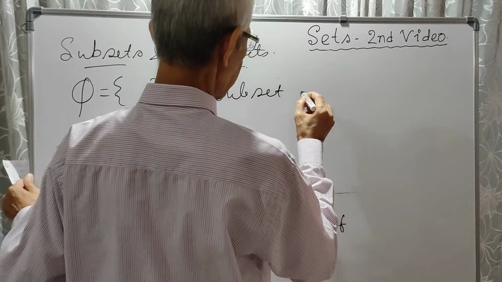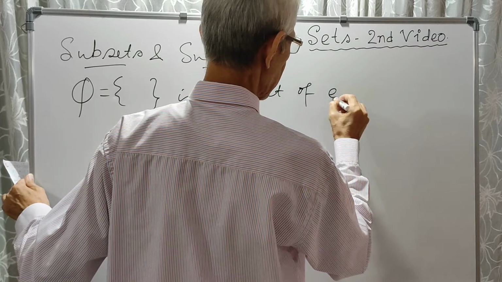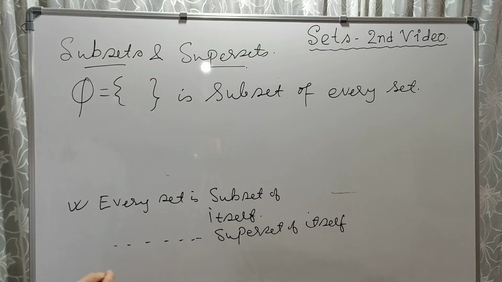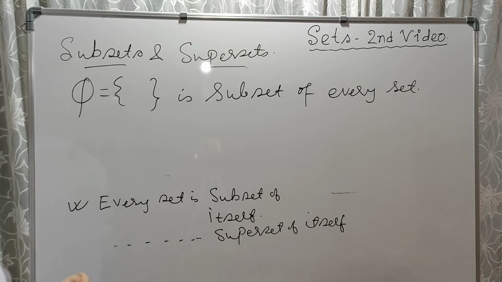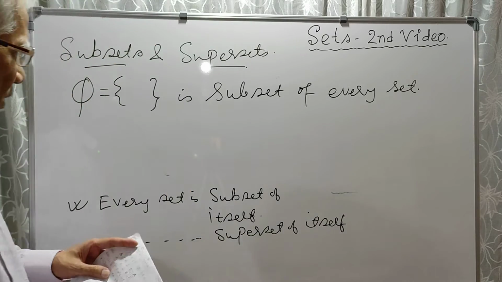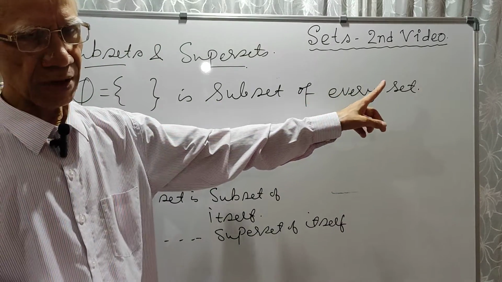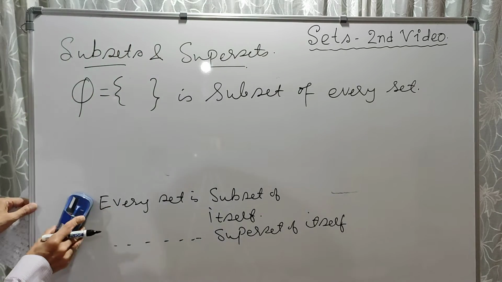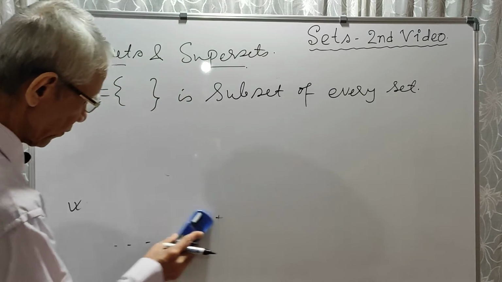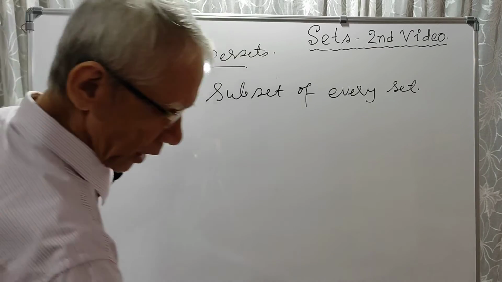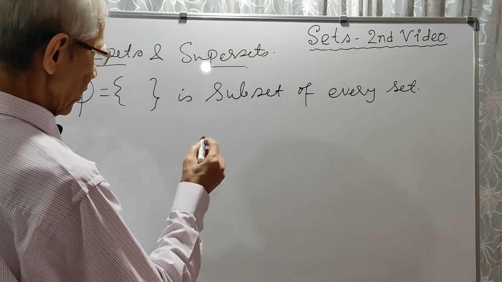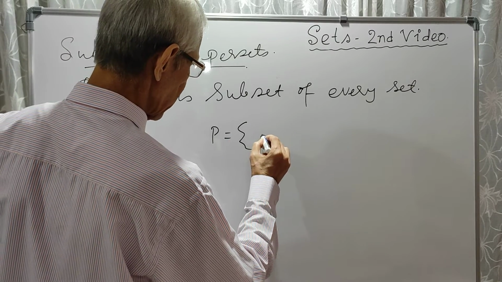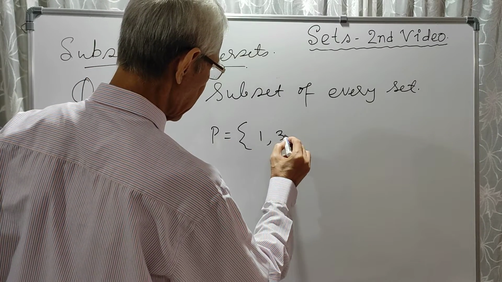The null set is a subset of every set. Therefore, every set is a superset of the null set, isn't it? Now, sometimes in the exam they ask you, why is the null set a subset of every set? Suppose we consider a set P, which contains, suppose, these 3 elements: 1, 3, 5.